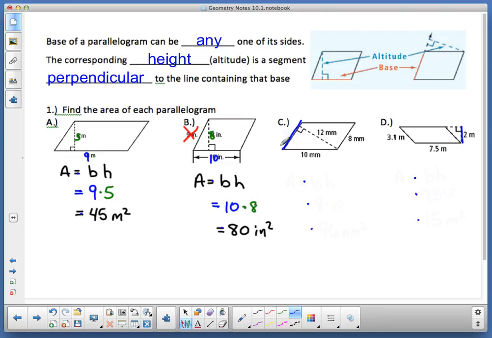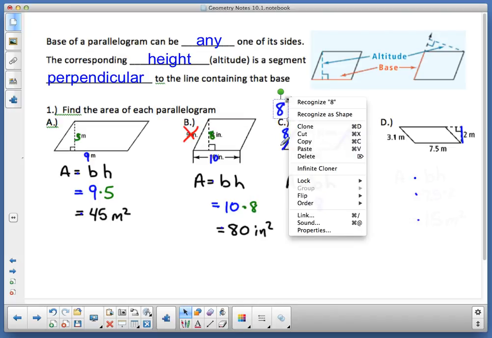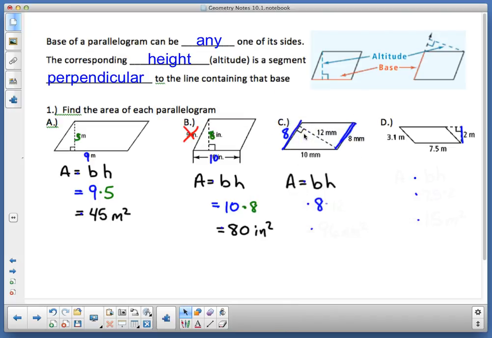And by the way, you have to remember that in a parallelogram, opposite sides have the same measure. So although 8 is over here, it's also right there. And 8 and 12 are perpendicular. So we have the base, 8, and our height, which is 12. Now we just multiply those together and we get 96 millimeters squared. Now it's your turn, you do D and see what happens. Remember, base and heights are a combination of perpendicular values.